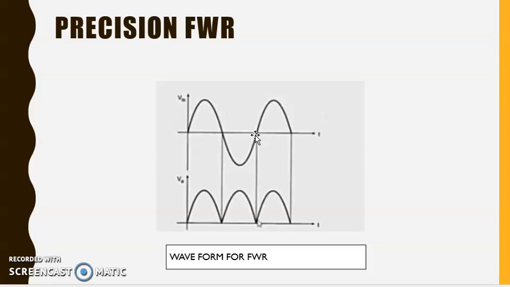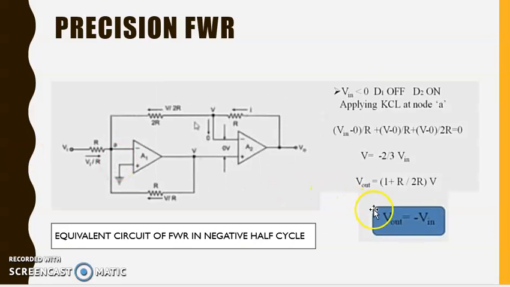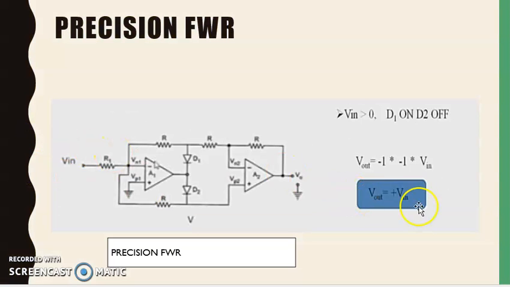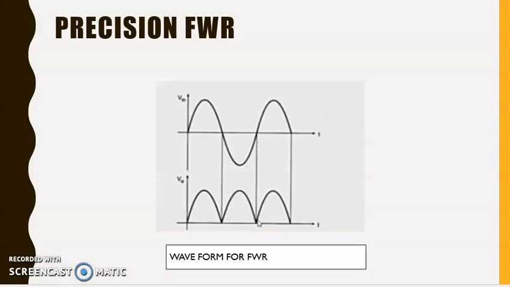Like this, we can draw the waveform by having these two formulas. V output is equal to negative V input in the negative half cycle, and V output is equal to positive V input in the positive half cycle. Like this, we can draw the waveform for the precision full wave rectifier. I hope you understand today's presentation. Thank you.